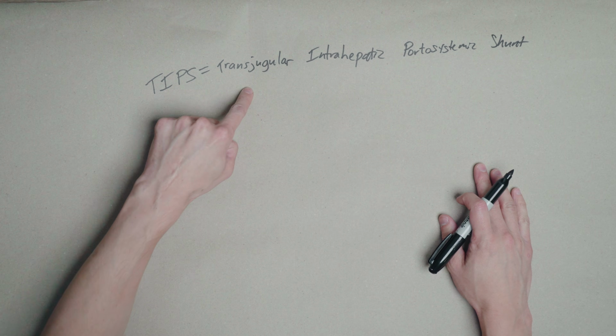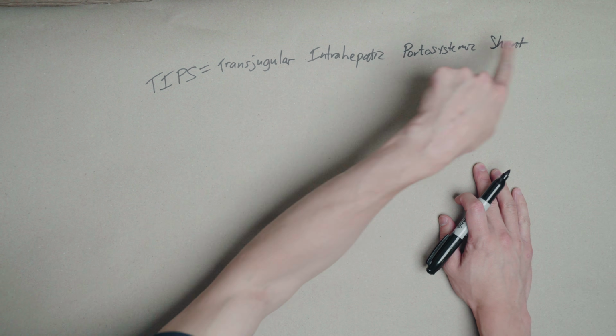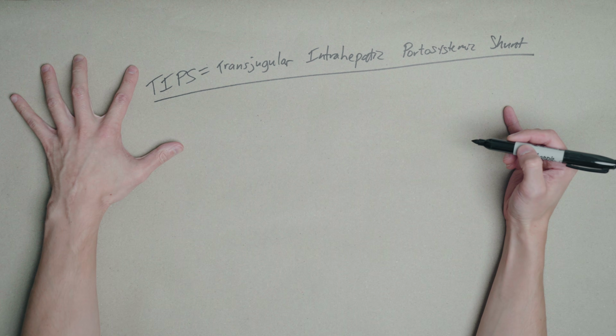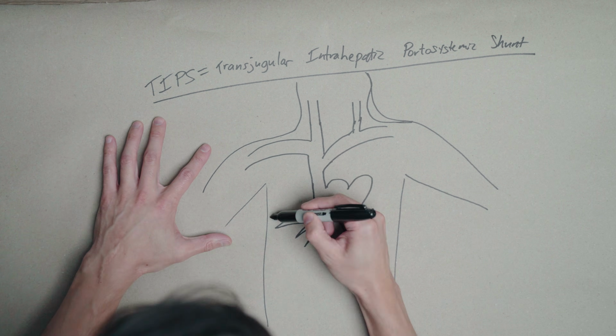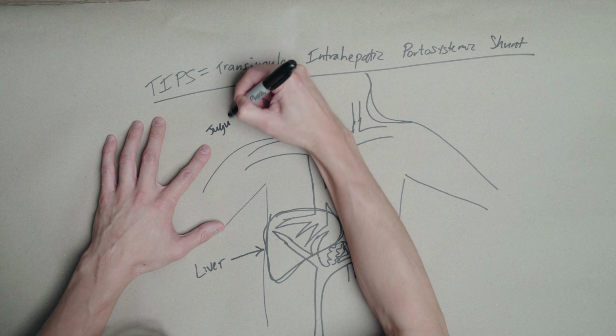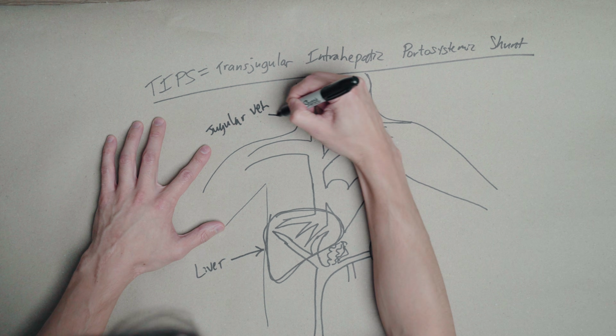So before we get into it, I want to explain to you what a TIPS is with the aid of some diagrams. Disclaimer, I'm not an artist. Let's go. Transjugular, intrahepatic, portosystemic, shunt. We're gonna draw a crude diagram of a body. The liver, jugular vein here.